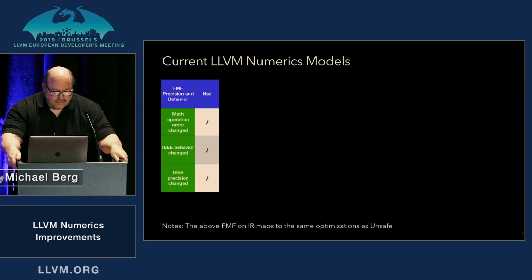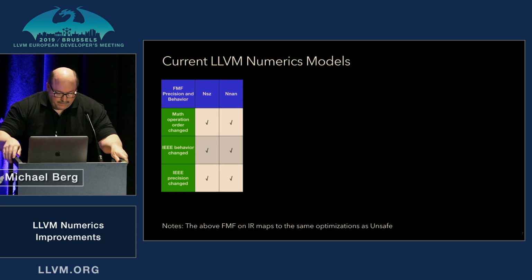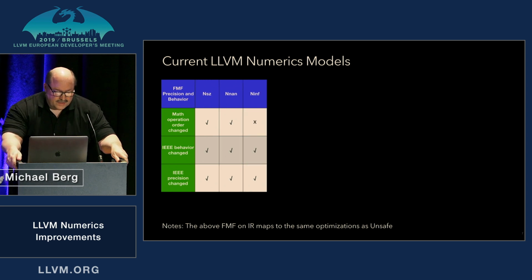Now, NSZ is one that is changed by all three, or instigates the mutability of all three of these. In other words, we change operation order. Because of that, as a consequence, IEEE behavior and precision are also modified. NaN similarly does all three as well, but no Infinity doesn't. No Infinity doesn't consider order, unless you have a hardware implementation that does something specific. Generally, the optimizations that are applied to this don't consider the order because they're mapping an expansion. So they only modify behavior and precision.